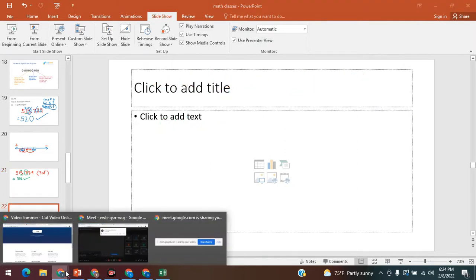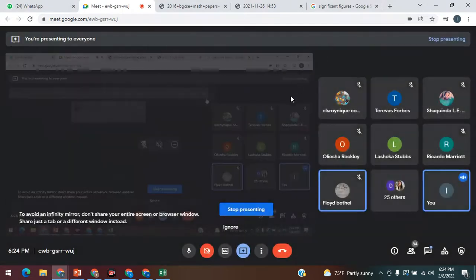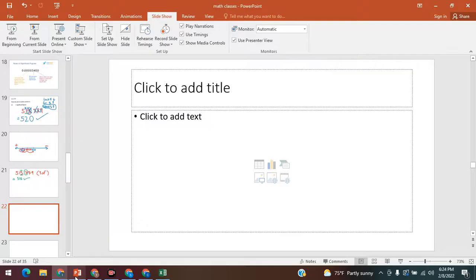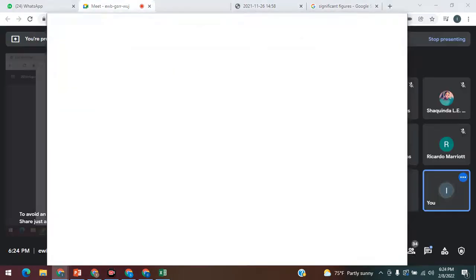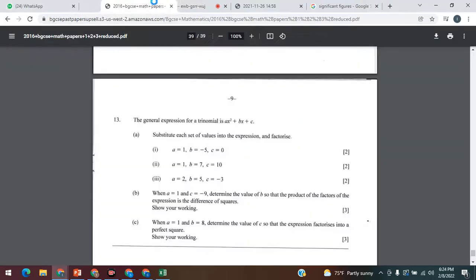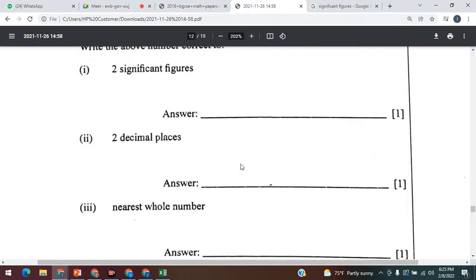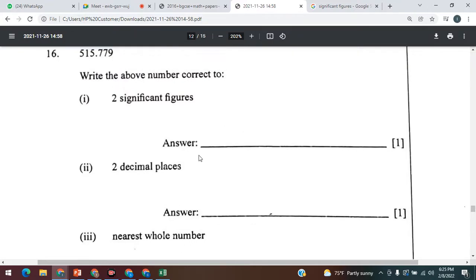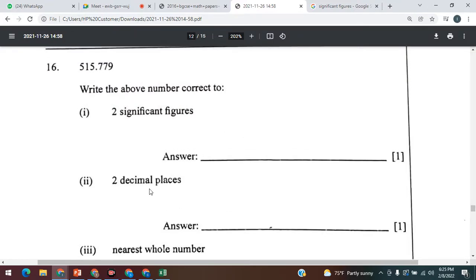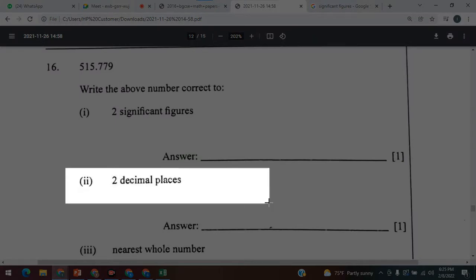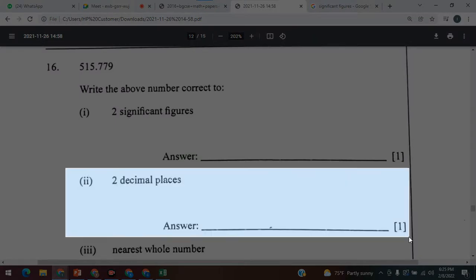All right, so let's continue with the same question. Not this one yet. Okay, so now we wanted the two decimal places. So this is very important. The two decimal places, they mean the two decimal places. They mean that they wanted exactly the two decimal places.